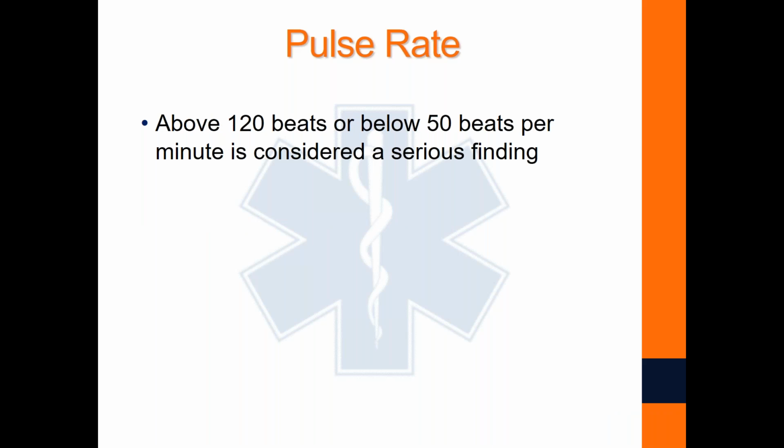These findings would be significant for your average human. So if we have a heart rate that is above 120 or below 50, we're going to call that a serious finding. Above 120, that's really too fast for blood to be circulating appropriately. And below 50, that's really considered to be too slow to adequately perfuse all the tissues and remove all of the waste products.